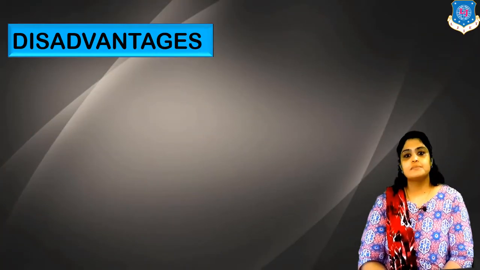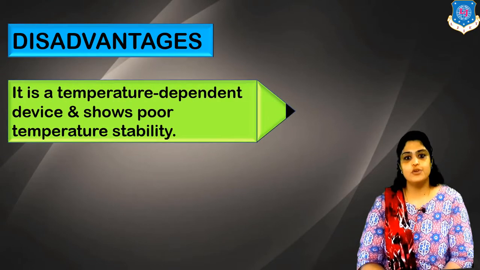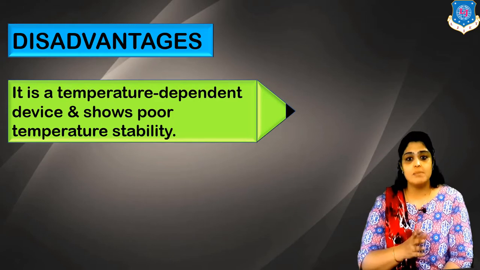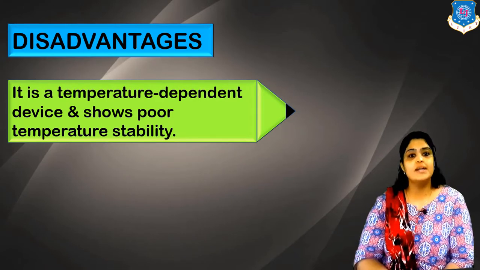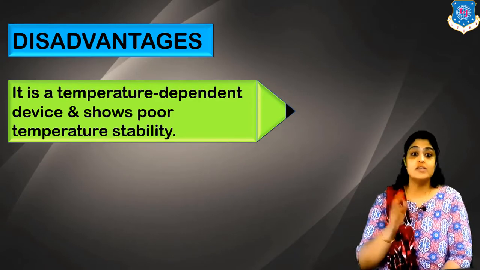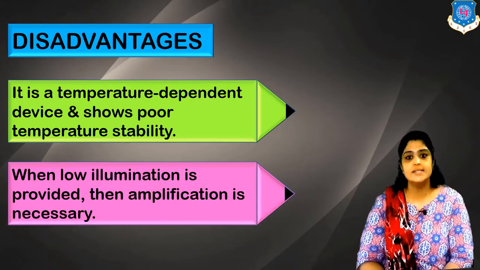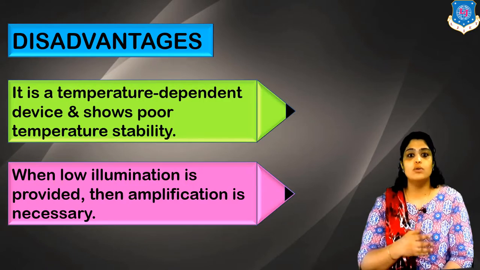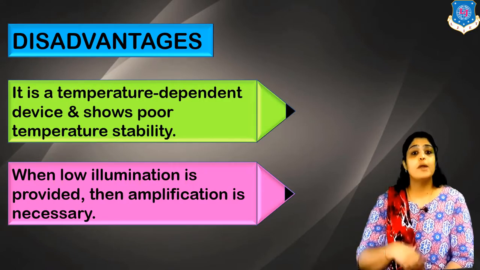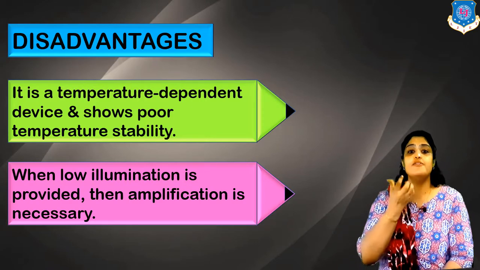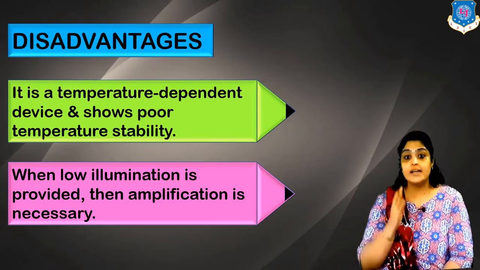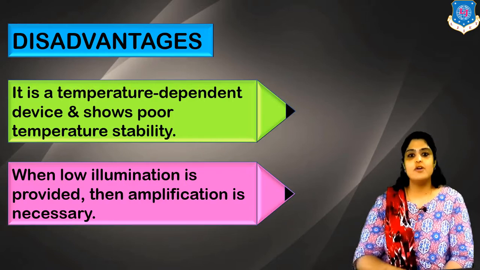Let's see some of the disadvantages of photodiode. So it is a temperature dependent device because it uses semiconductors. It shows poor temperature stability. Fluctuations would be there because of temperature changes. Then low illumination. If the illumination is very low, then amplification is necessary. Because if illumination is less, the intensity of light absorbed would be less. So you would not get the actual amount of current. So these are some of the disadvantages of photodiode.